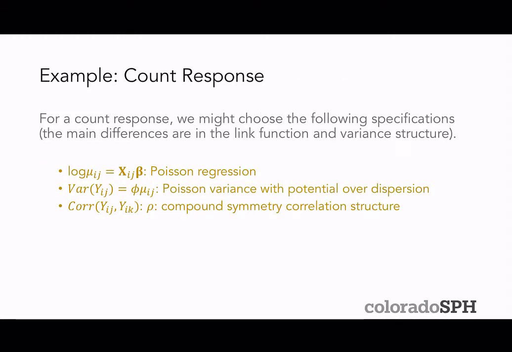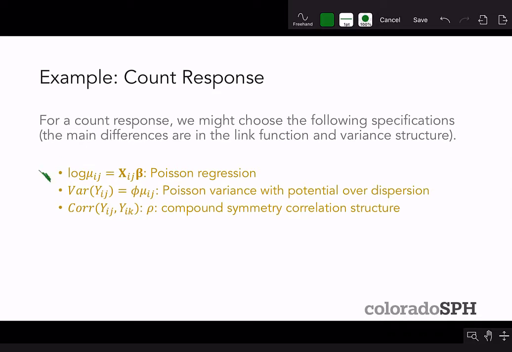High-level example for count response. For the mean structure, we would choose the log link, like we did for regular GLMs. This is a Poisson regression type link. We might choose Poisson variance as well. So the Poisson variance is equal to the mean. And then we might specify an over-dispersion parameter depending on whether we think our data is over-dispersed. And then we specify a correlation structure. And we have the same choice of possible correlation structures here as we would with continuous data.